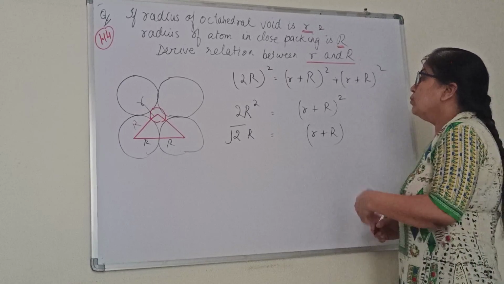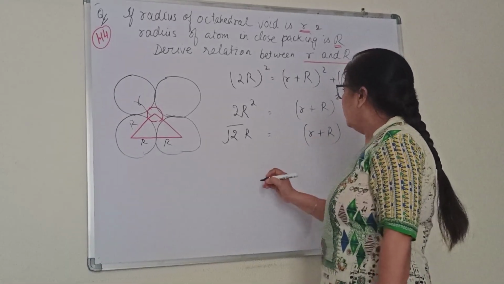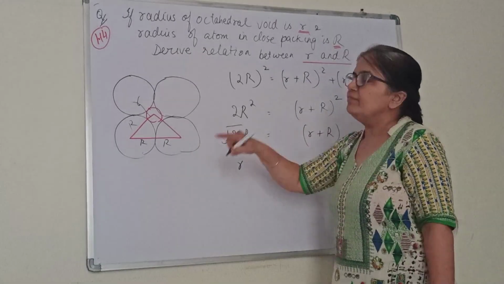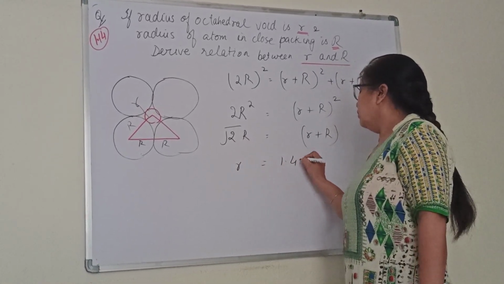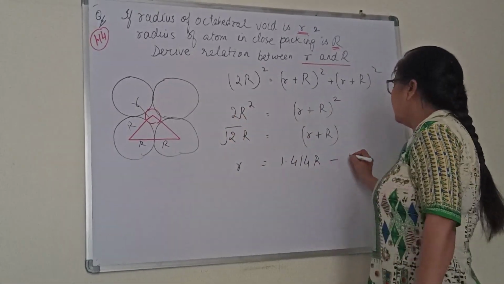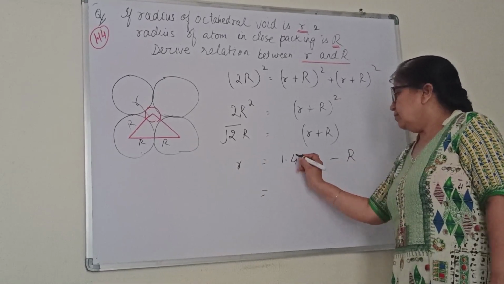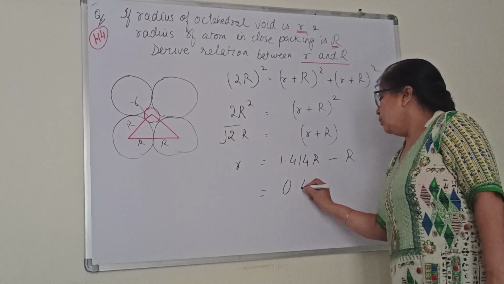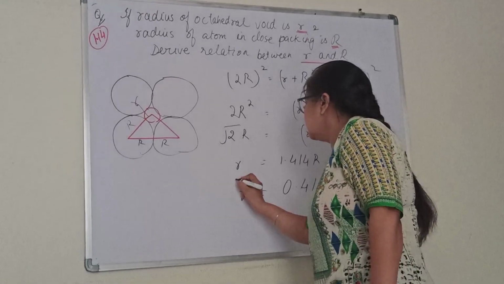Right? Now we want a relation between them. So small r is equal to, we will take this capital R to the other side. What is root 2? 1.414 R. And this R I take to the other side, it becomes minus R. So if I open this up, 1.414 minus 1, you will have 0.414 R. That is equal to small r.